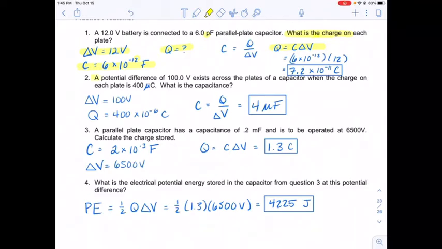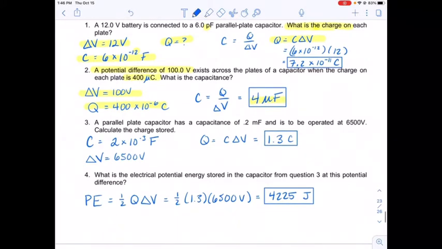Here's another one. A potential difference of 100 volts exists across the plates of a capacitor when the charge on each plate is 400 microcoulombs. What is the capacitance? Again, we've got the voltage. This time we've got the charge, and I can use the formula to find the capacitance, which is 4 microfarads.